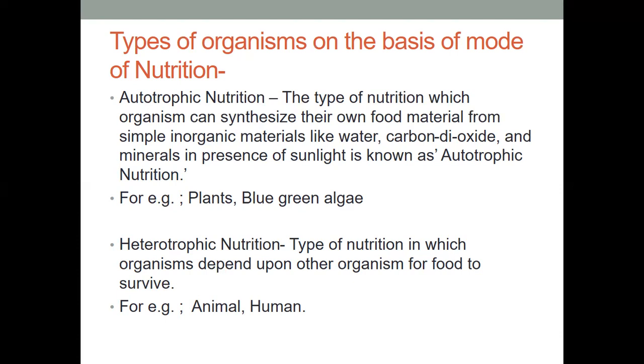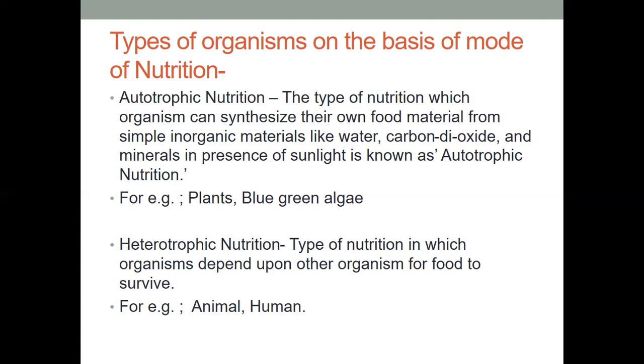Then what is heterotrophic nutrition? The type of nutrition in which organisms depend upon other organisms for food to survive is known as heterotrophic nutrition. For example, animals and human beings. So autotrophic nutrition and heterotrophic nutrition are the two main types of nutrition.